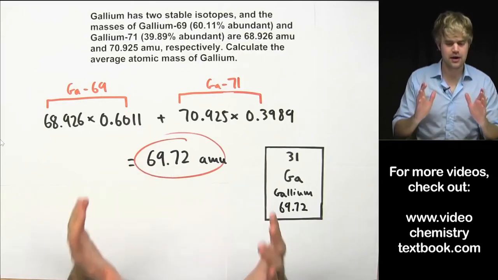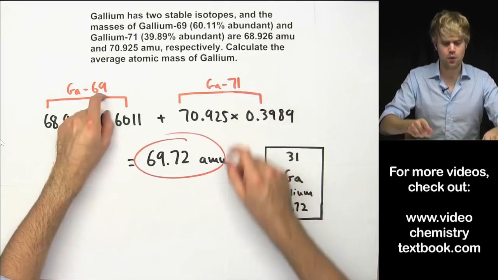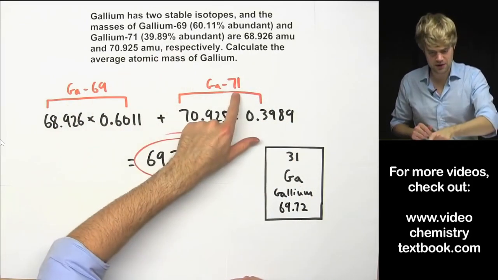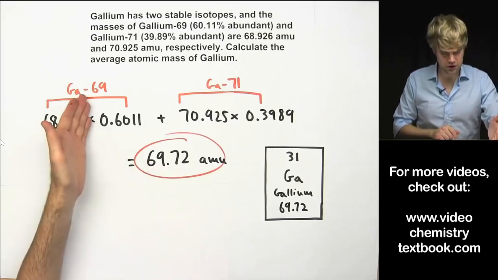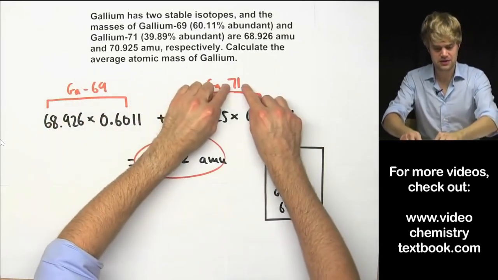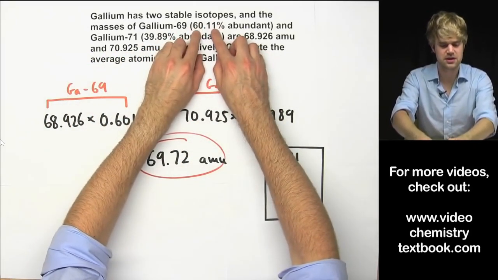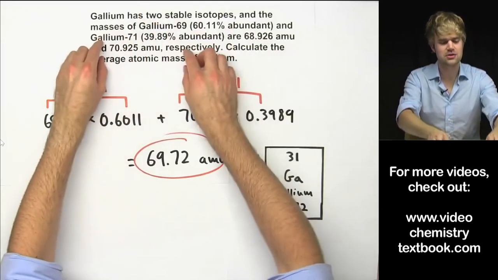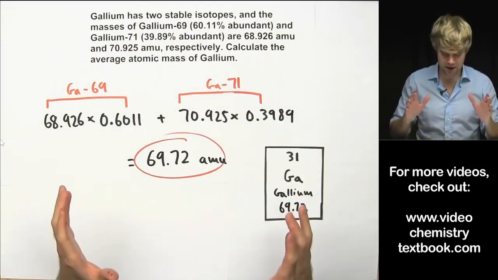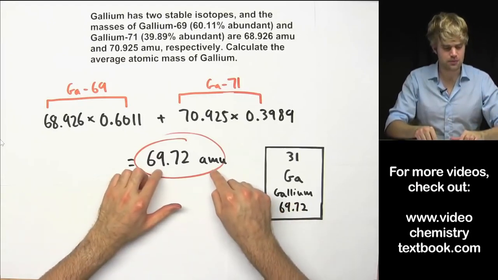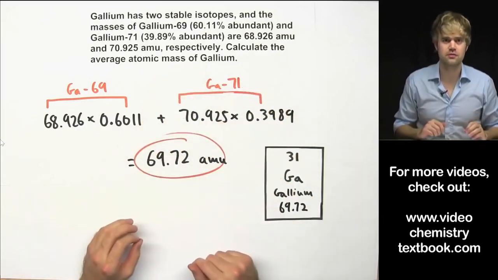Now, very quickly, check this out. We have two isotopes of gallium. One weighs about 69, the other weighs about 71. And the mass is closer to 69 than it is to 71. And that makes sense because there is more gallium-69, 60%, as compared to gallium-71, which is only about 40% abundant. So it makes sense that our weighted average should be closer to this one that's more abundant than to this one, which we don't have as much of.